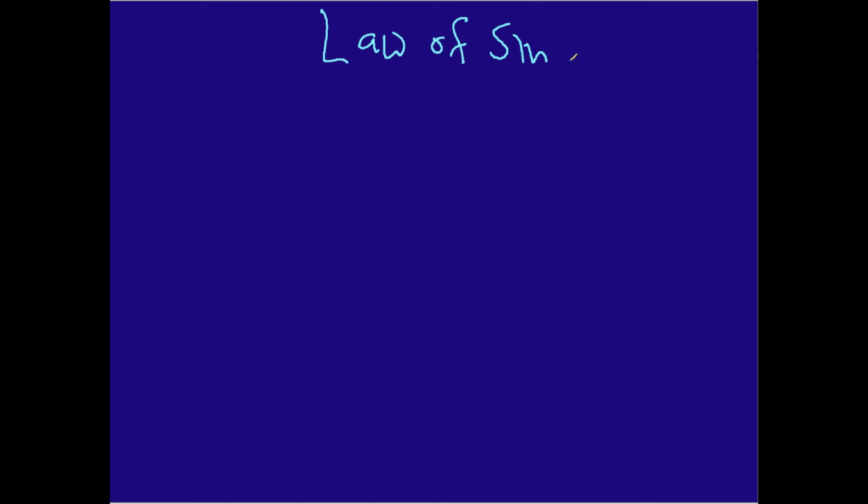Excuse me. The law of sines. Yes, we want the E here. Okay, so the law of sines is basically as follows. Let's say I have a triangle. I always have a triangle. And it's something kind of like this.